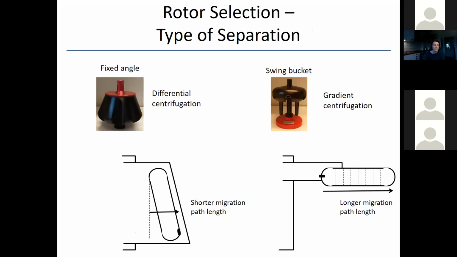So another thing is also that we have several different types of rotors. We have the fixed angle rotor, which I showed earlier, where the tube is still during the centrifugation and usually has a short migration path. And then you have the swinging bucket rotor, and when you start the centrifugation, the tube will swing up from the rotor and out. So you actually have a longer migration path.